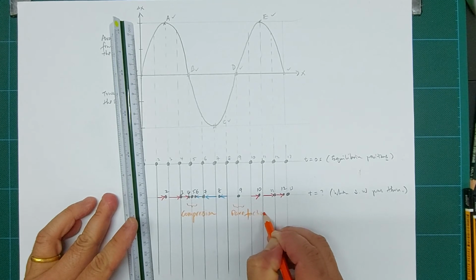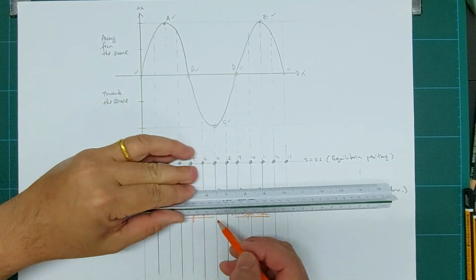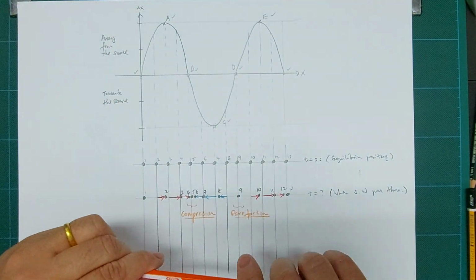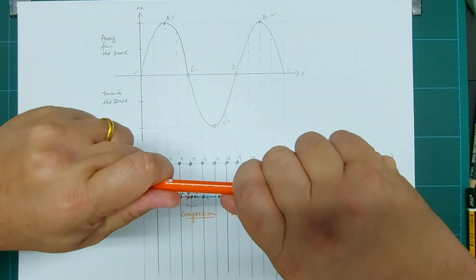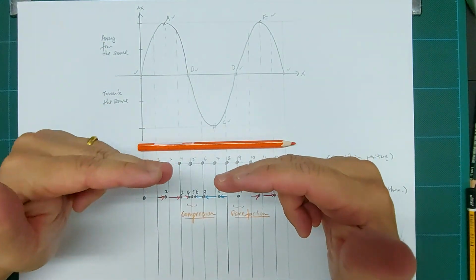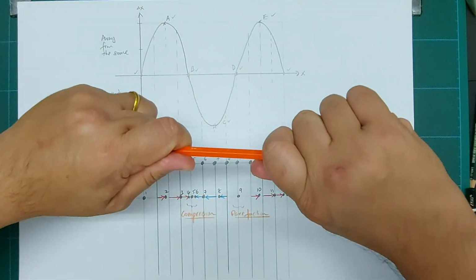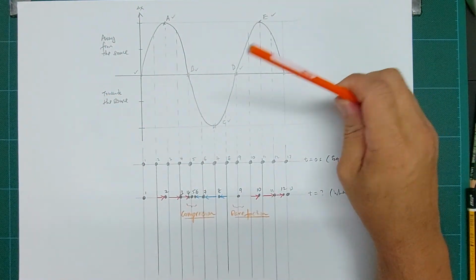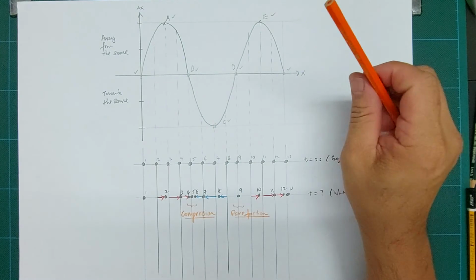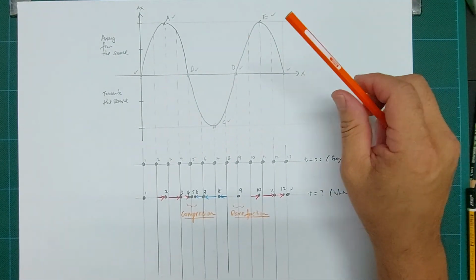What is rarefaction? Rarefaction is actually quite the same as tension. When you push something, the force is towards that. But for solid objects, we can use the words compression and tension. But for air molecules, you cannot pull air, right? How can you pull air? It's not the movie Airbender, right? So you cannot pull air.